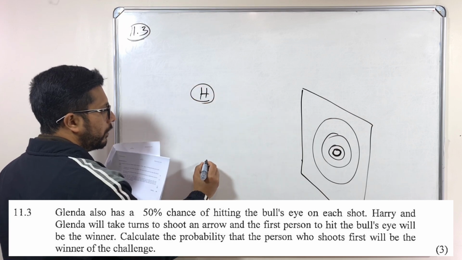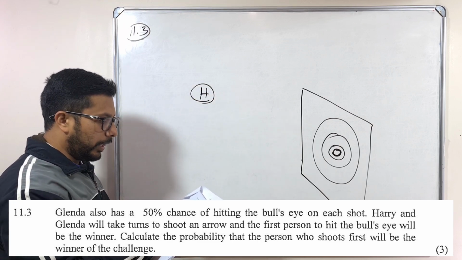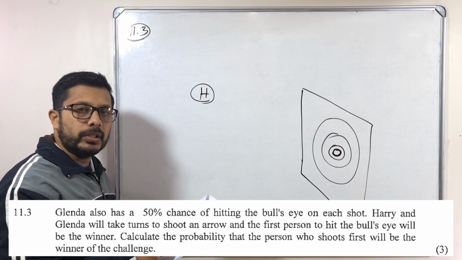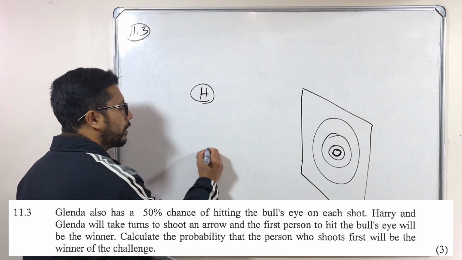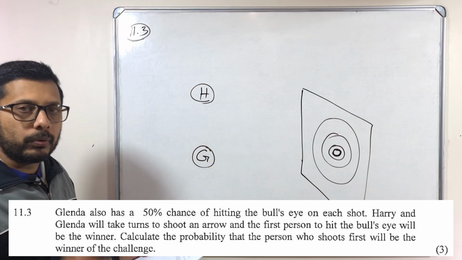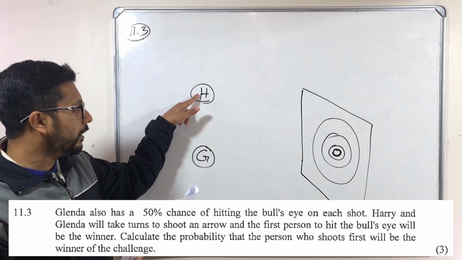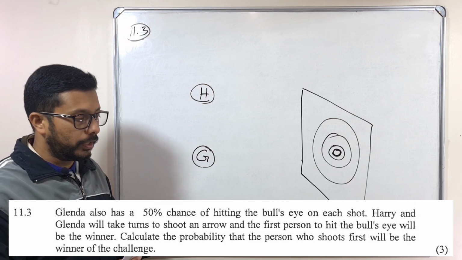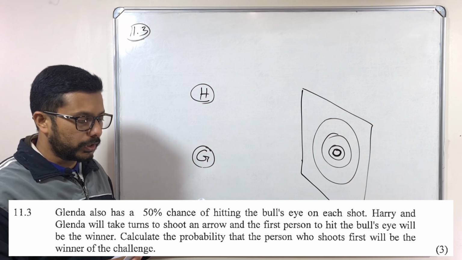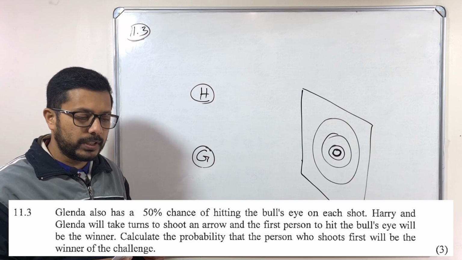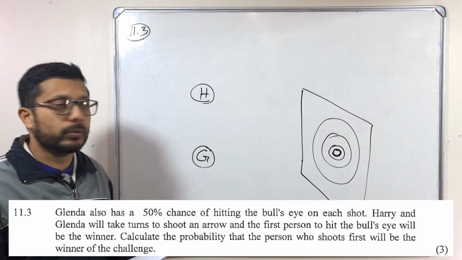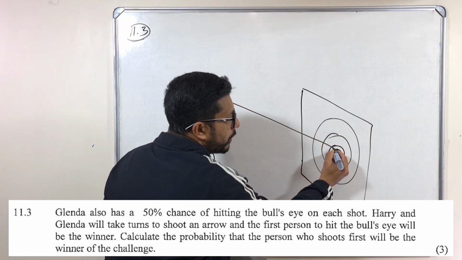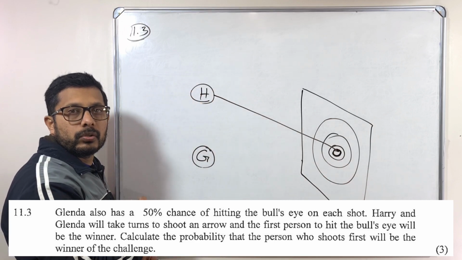This is Harry, and now in this question, Glenda also has a 50% chance of hitting the bullseye on each shot. So there is another person standing here. Her name is Glenda. So now there are two people, one is Harry and the other one is Glenda. Look at the first sentence of the previous question: Harry shoots arrows at a target board. He has a 50% chance of hitting the bullseye on each shot. So for Harry, what is the chance of hitting the bullseye?